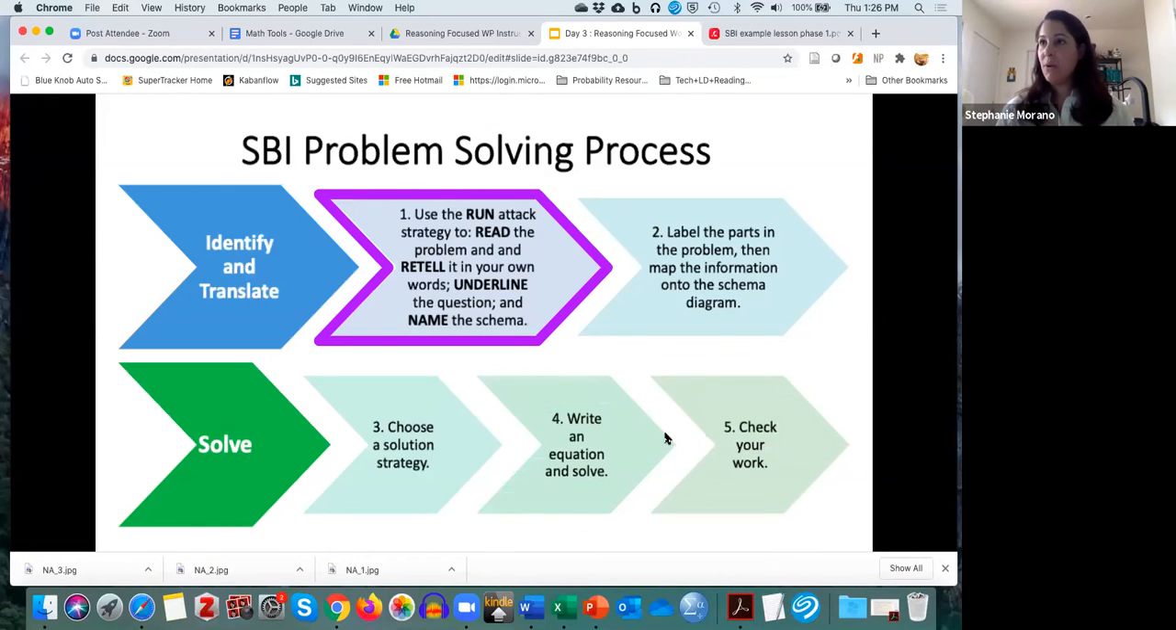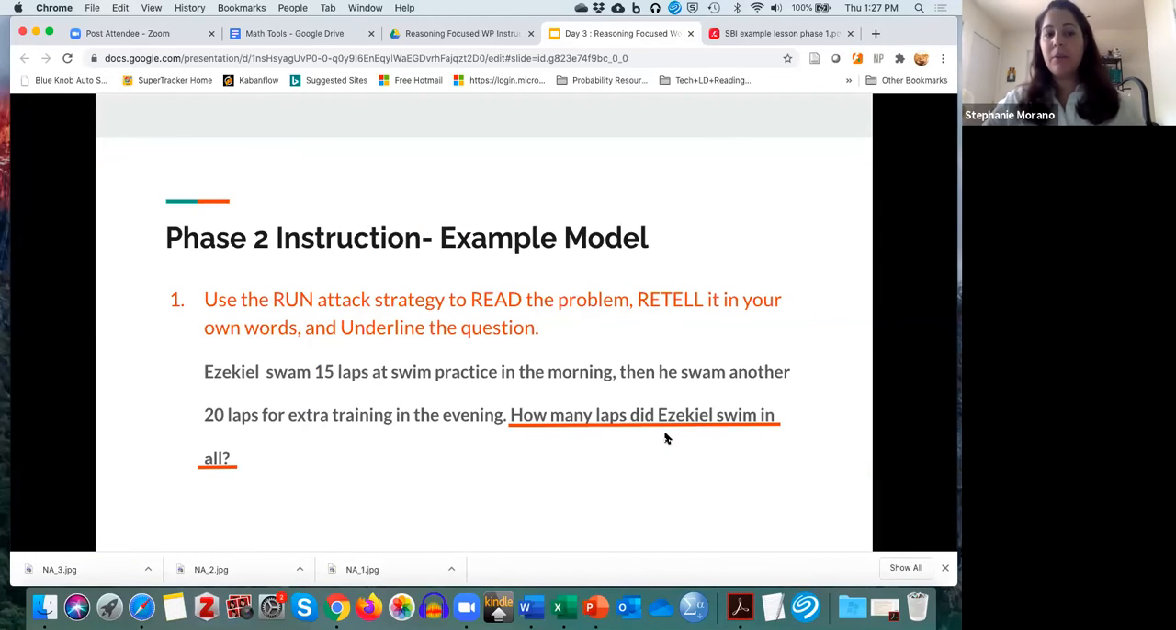So again, here is the whole process. In the first step, you're using the ATTACK strategy to process the problem. In the second step, you are labeling the parts and mapping that information onto the graphic organizer. In the third step, you're choosing a solution strategy. In the fourth step, you're writing an equation and solving. And then in the fifth step, you're going to check your work. So the first step, again, is use the ATTACK strategy. So this is an example problem.